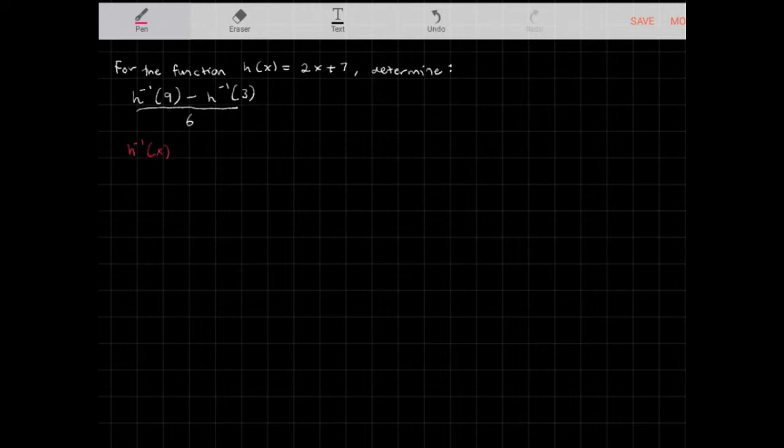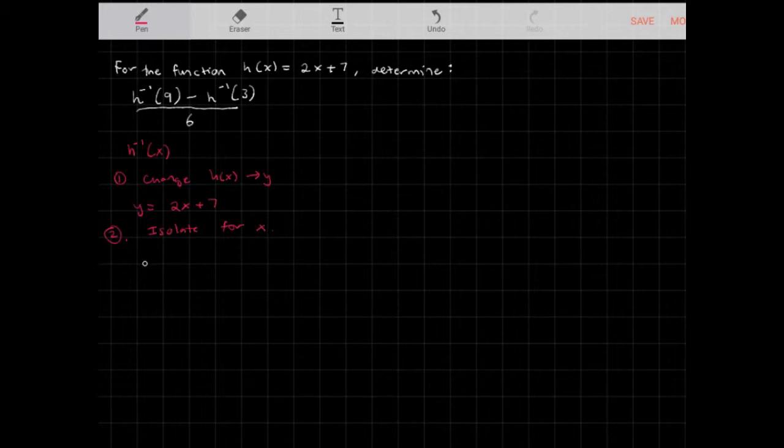Okay, so to find the inverse function, I'm just going to follow a few steps. This is a relatively straightforward function. First we want to change h of x into y, so now our equation can be rewritten as y is equal to 2x plus 7. In our second step, we want to isolate for x.